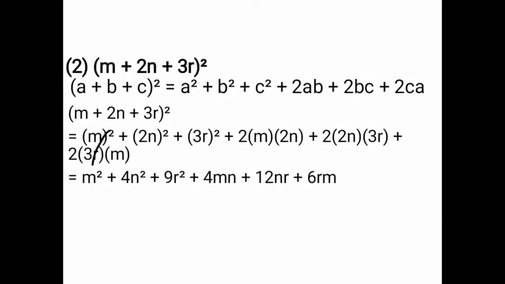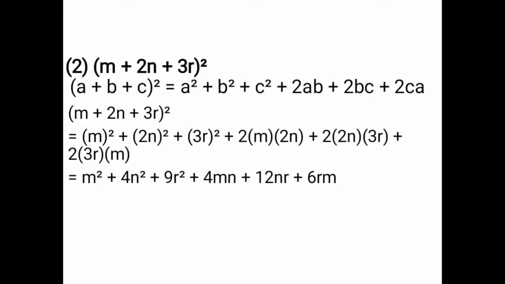The square of the variable remains the same. m square will remain m square, plus (2n) square. The square of 2n is 2n multiplied by 2n, 4n square, plus (3r) square. The square of 3r is 9r square.